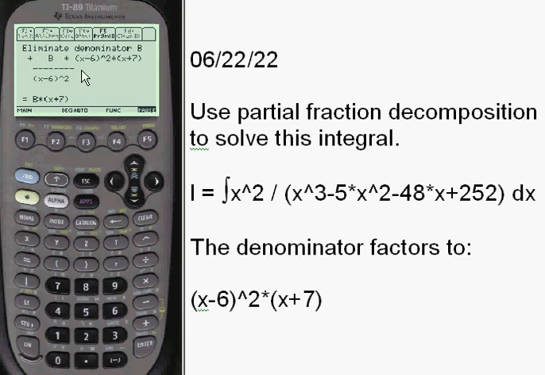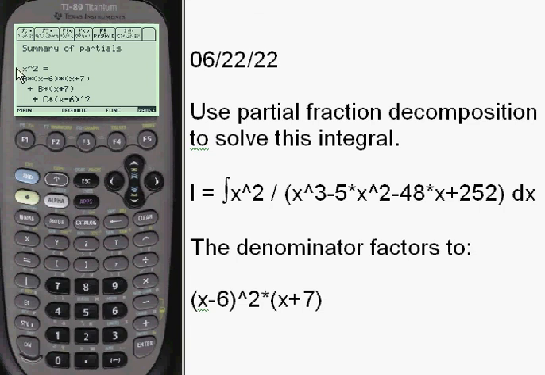Let's go with the B, x squared in here. Take that away, you've got x plus 7, right? C over x plus 7. Why? We take x plus 7 away from the denominator term here, and we get x minus 6 squared.